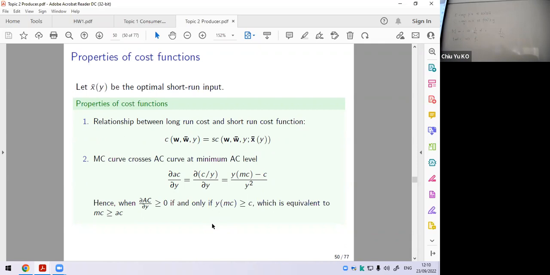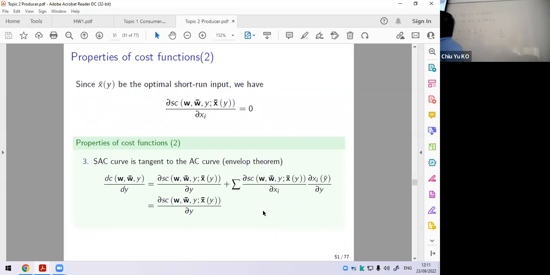So this AC, right, is C over Y. You differentiate with respect to y, using the product rule, over y squared: y times the derivative of C, which is MC, minus C. In that case, AC is increasing if and only if this is positive, right? And you divide by y on the other side, with MC bigger than AC. So that's how you prove it. But I think you learned it in your undergraduate. Is that okay? I think the proof is rather simple.